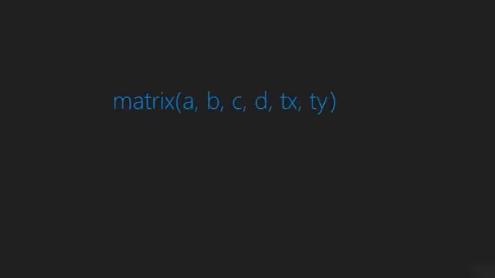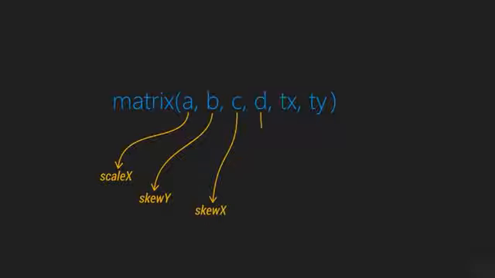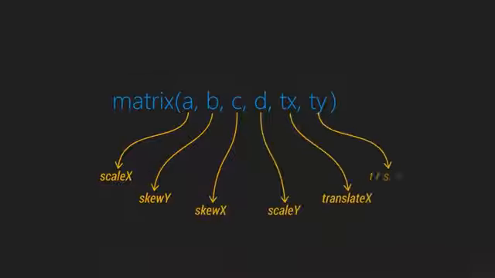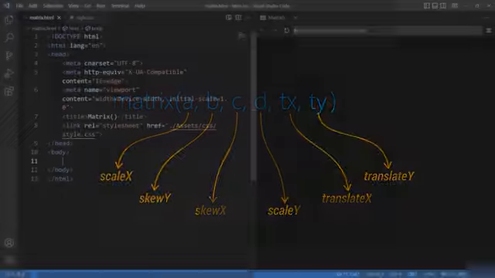It takes up to 6 parameters and the syntax goes like this, where you give the matrix and then you give scaleX, skewY, skewX, and scaleY. You also give the translateX and translateY as well. Let's implement an example to get a clear idea.